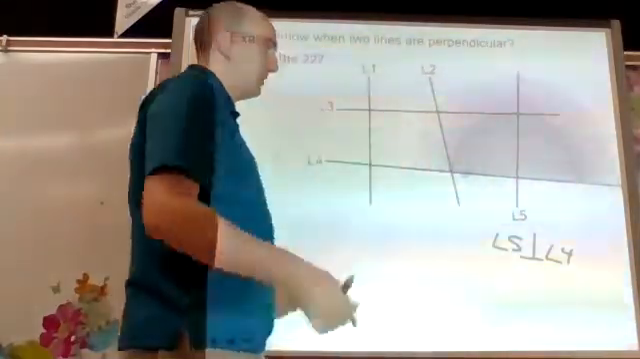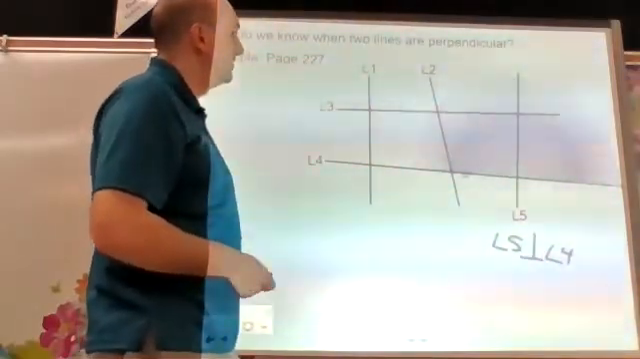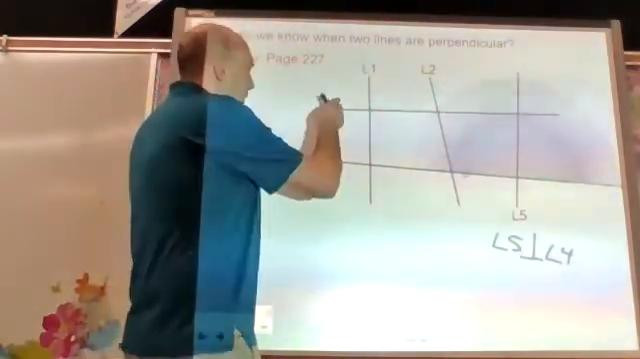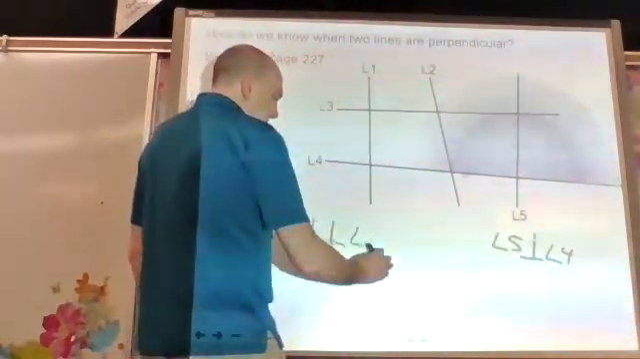Okay, we draw a pair of perpendicular lines, like this upside down T shows the two lines are perpendicular. L1 and L3. L1 is perpendicular to L3.